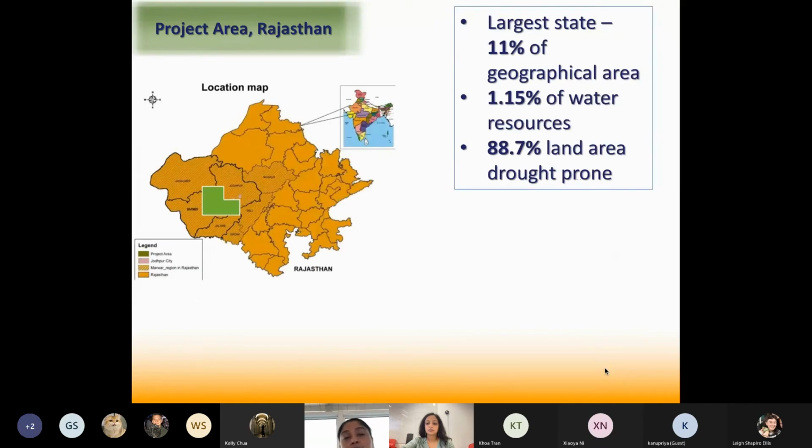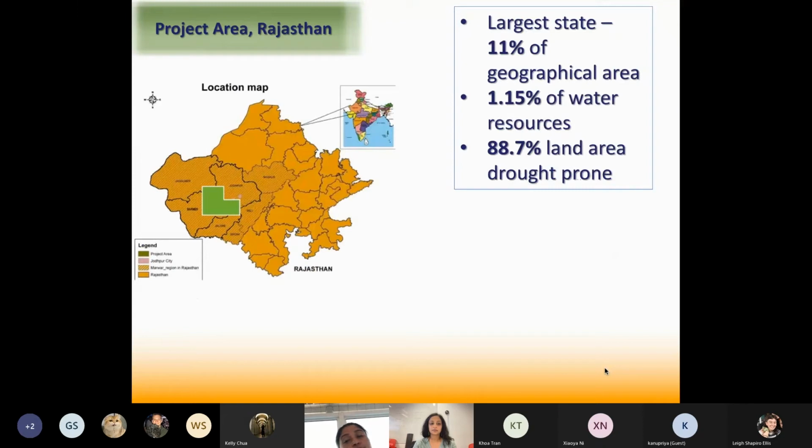When we talk about India, we particularly work in Western Rajasthan. Rajasthan is a desert. We are the largest state of India. We have 11% of the geographical area of India. We have very, very little water resources. We have only 1.15% of surface water resources. All our rivers are dry. They're all dry and salty. They carry no surface water.